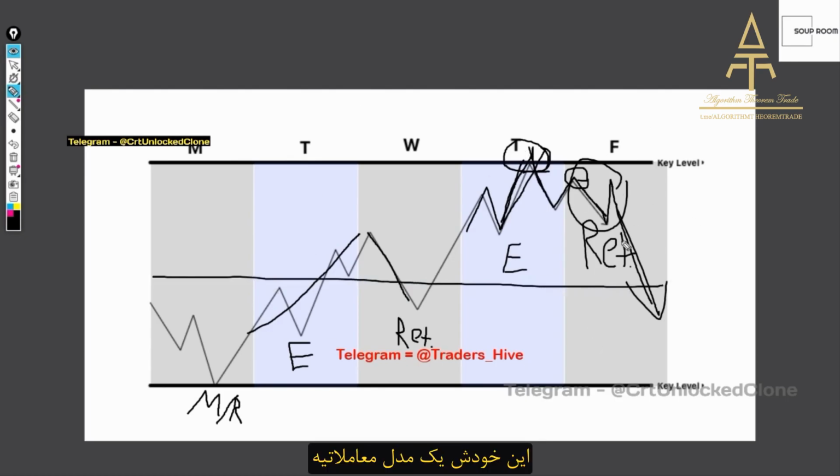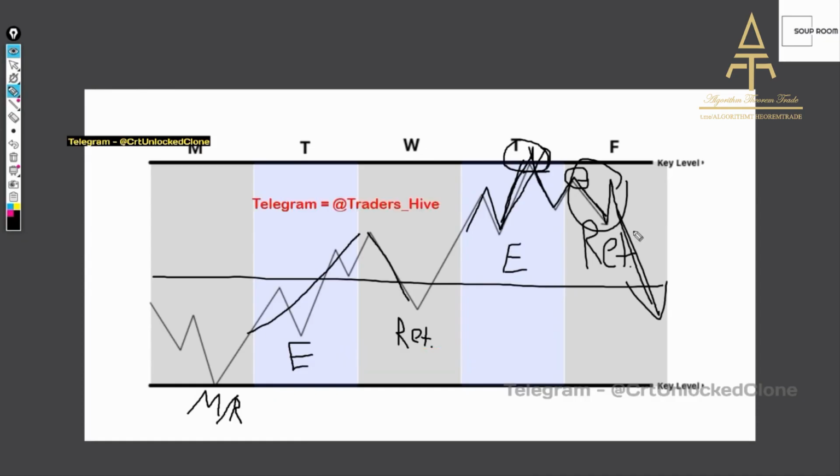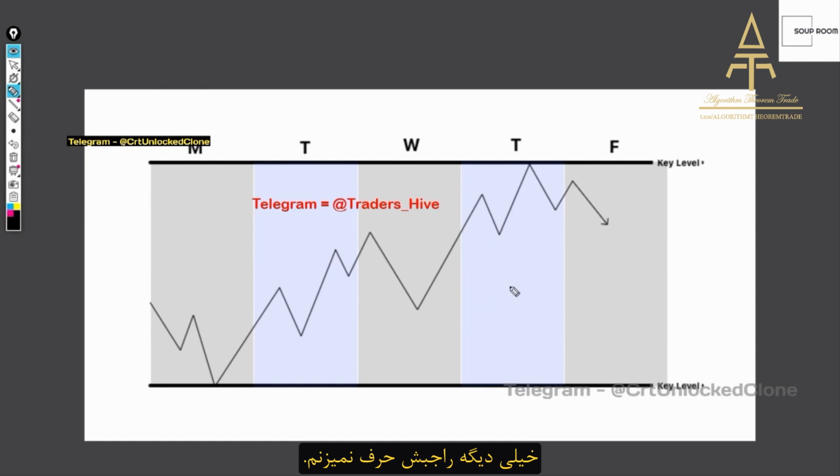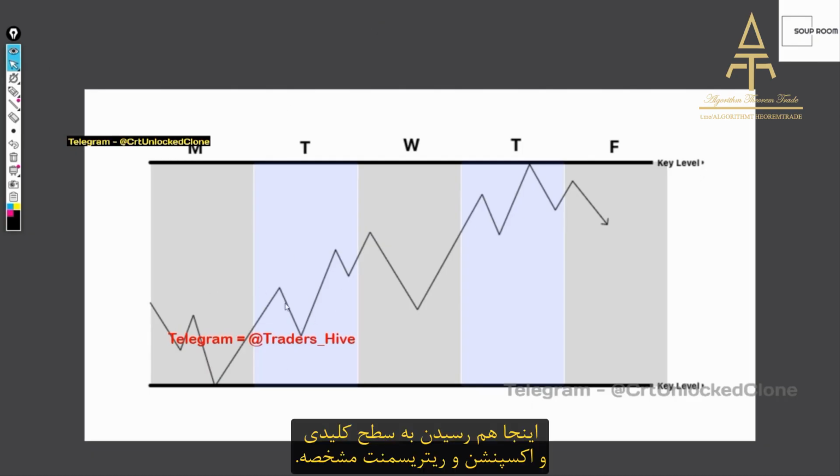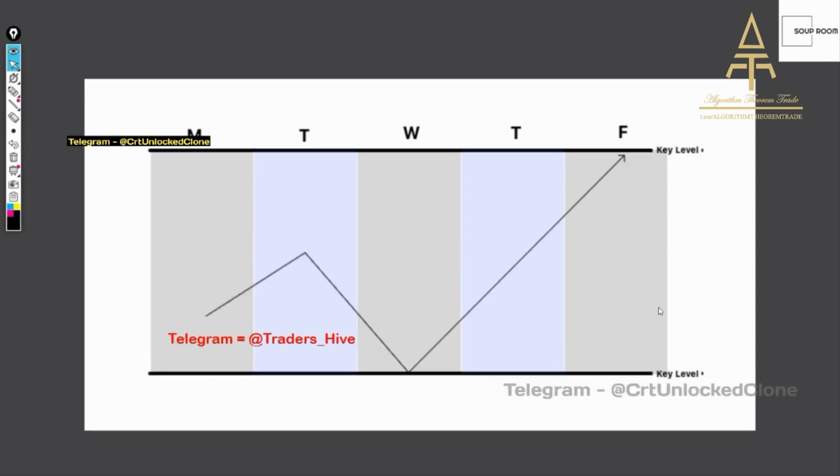That is a model in itself. I'm not going to talk much more on that. So very, very straightforward here. Hitting a key level, expanding, retracing, expanding. Okay, let's move on to the next candle formation.